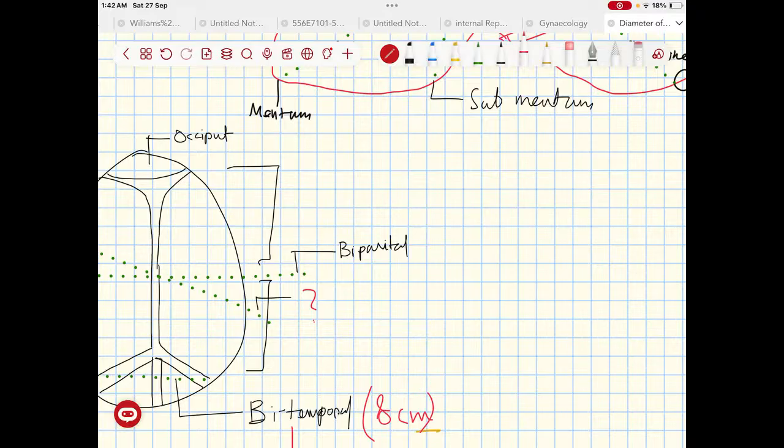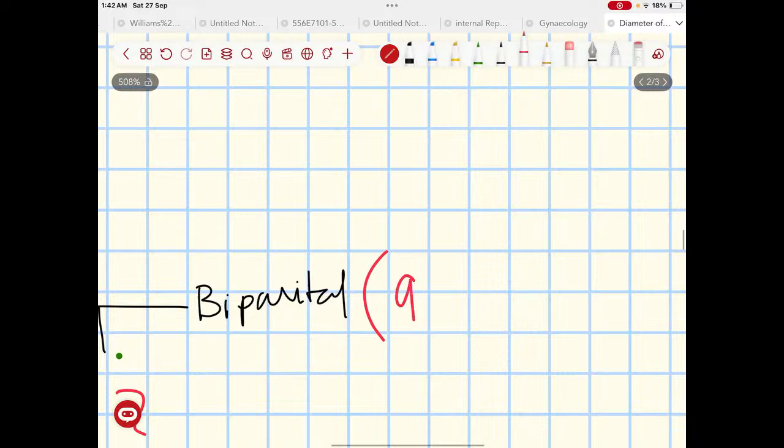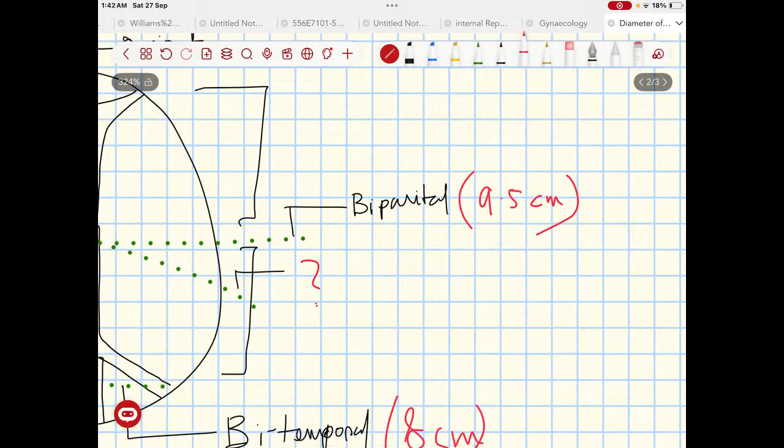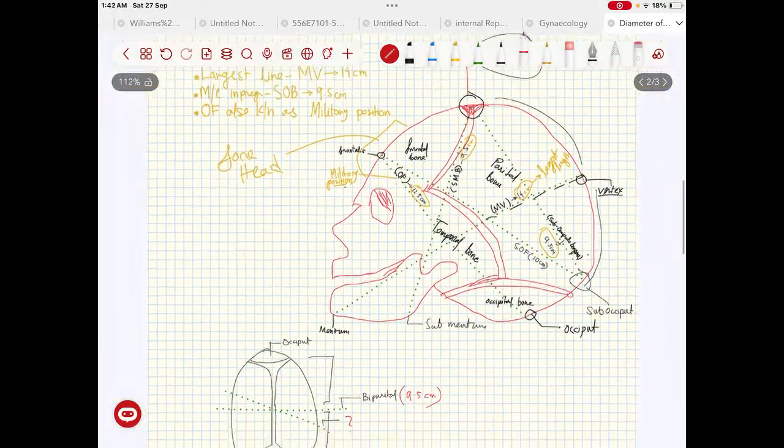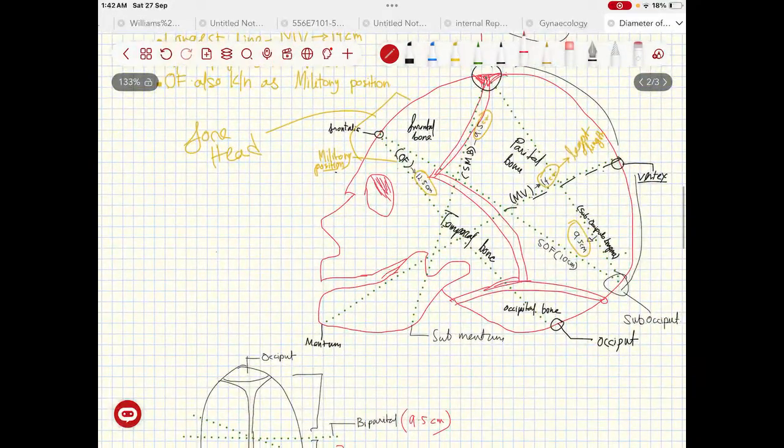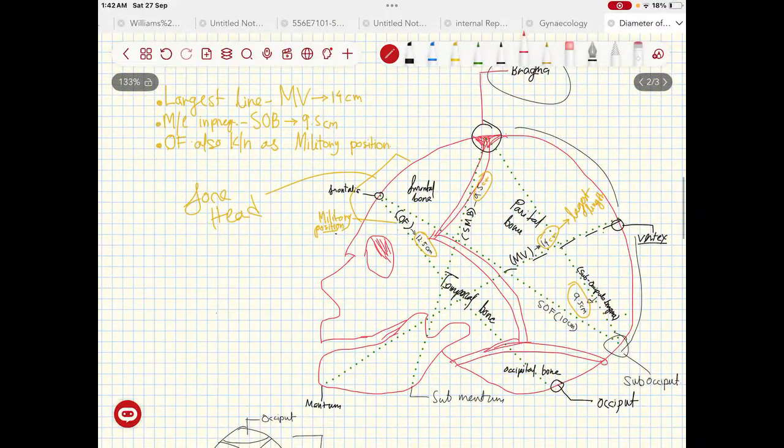How much? Same like suboccipital, centimeter. So another one is called, I forget that name. Okay, leave it. Okay, so this is the condition. These two conditions you have to remember for the fetal skull.